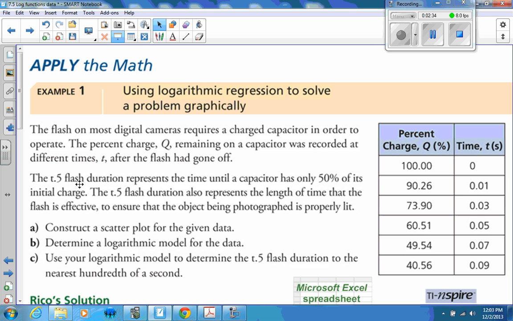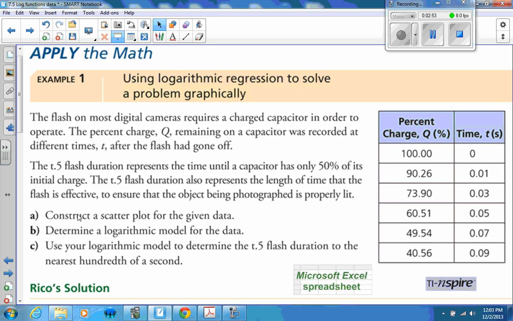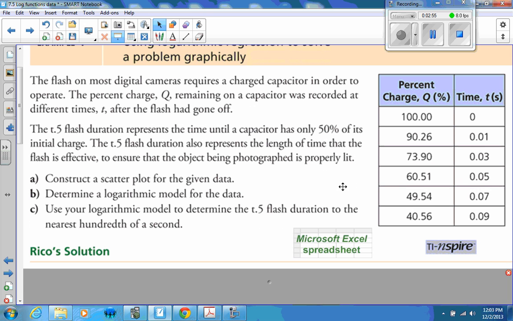The T.5 flash duration represents the time until a capacitor has only 50% of its initial charge. The T.5 flash duration also represents the length of time that the flash is effective to ensure that the object being photographed is properly lit. So construct a scatter plot for the given data, determine the logarithmic function of the model, and use your logarithmic model to determine the T.5 flash duration to the nearest hundredth of a second.